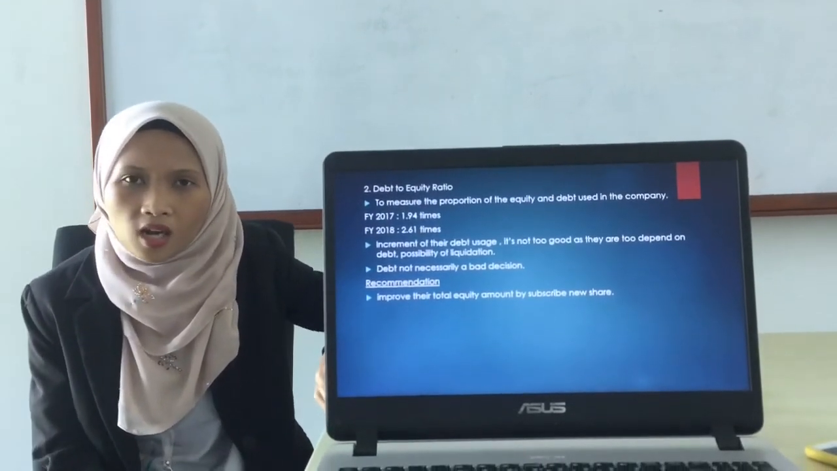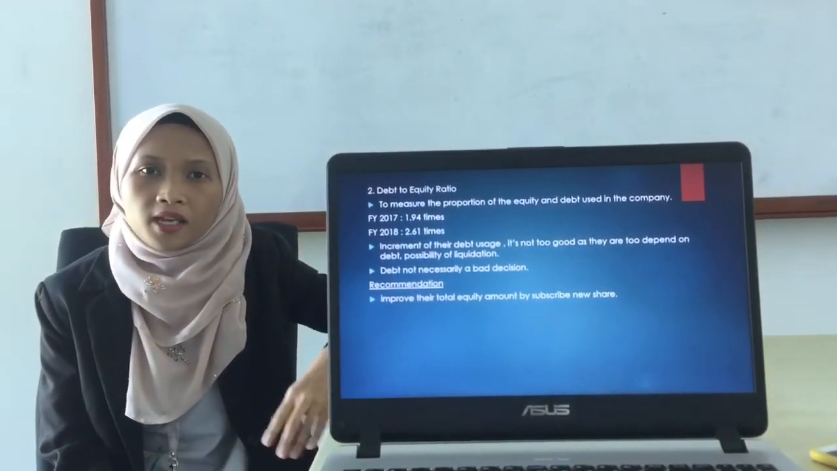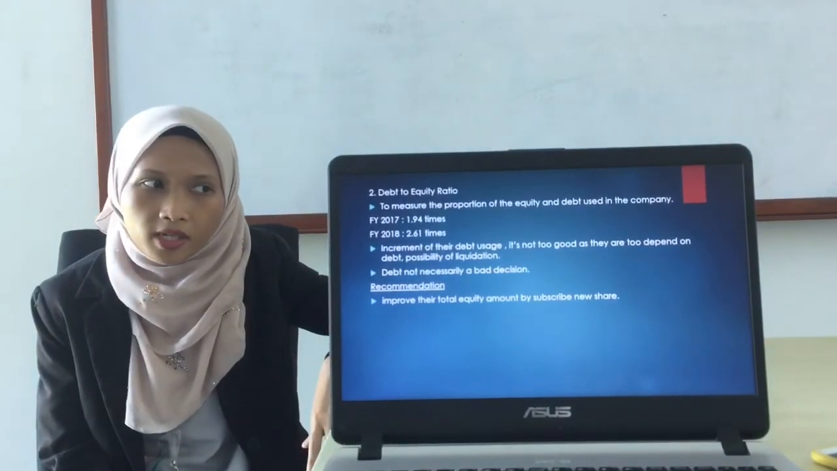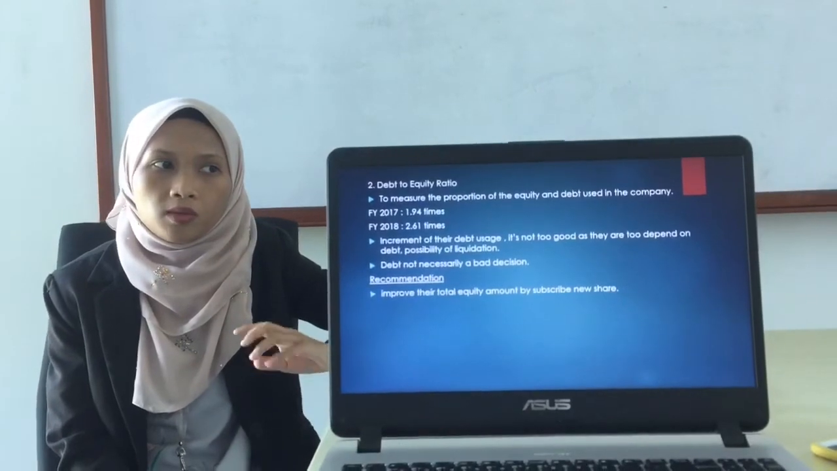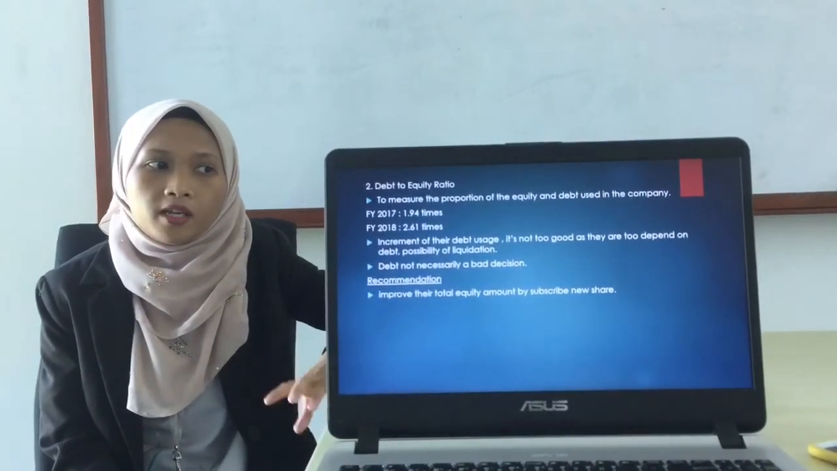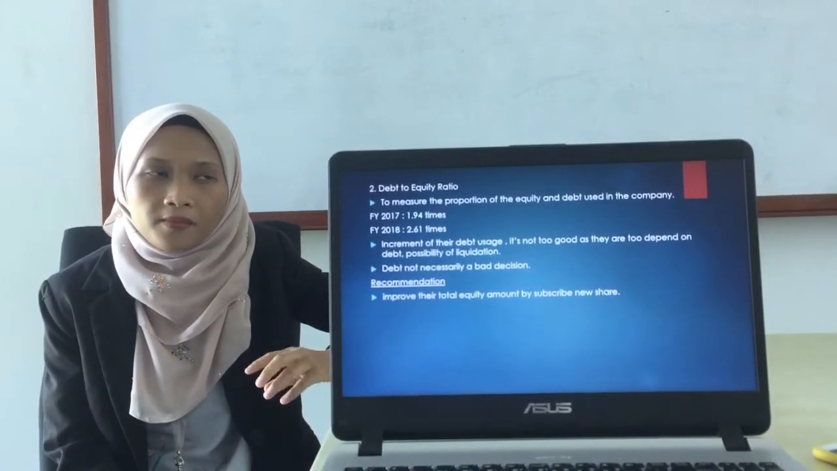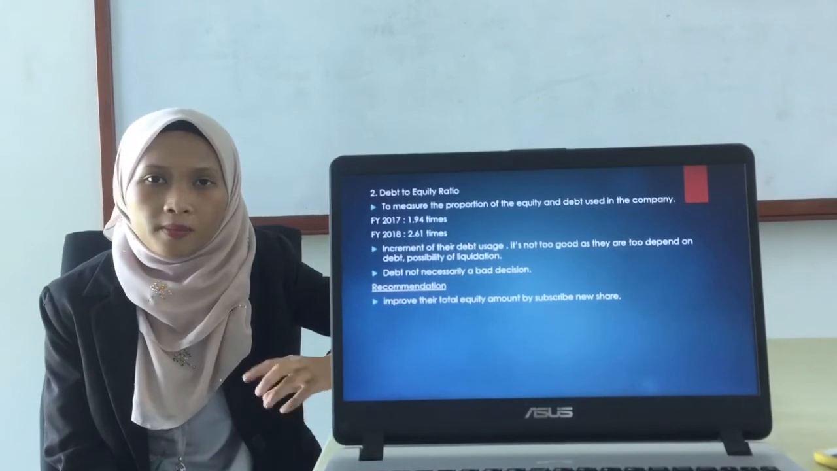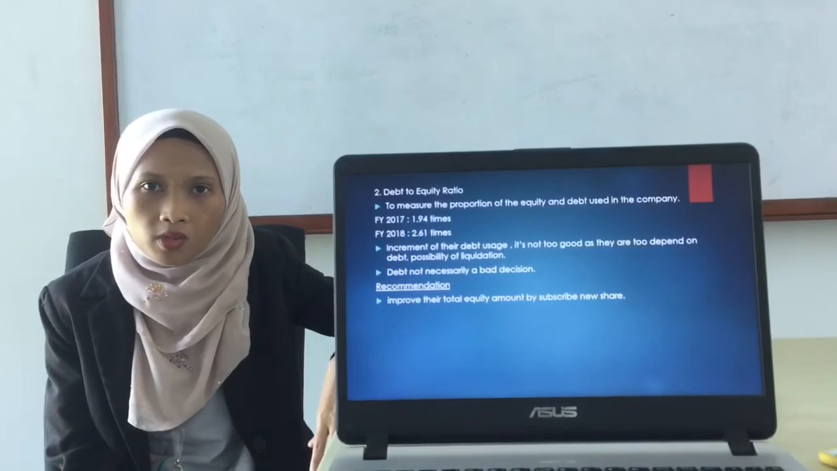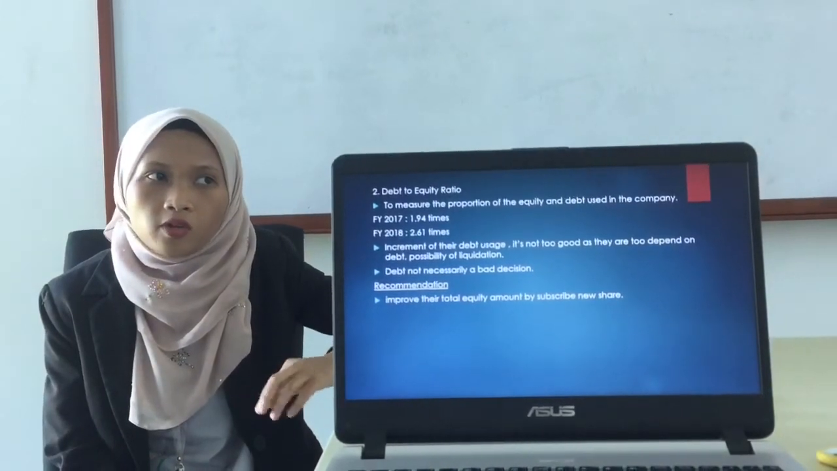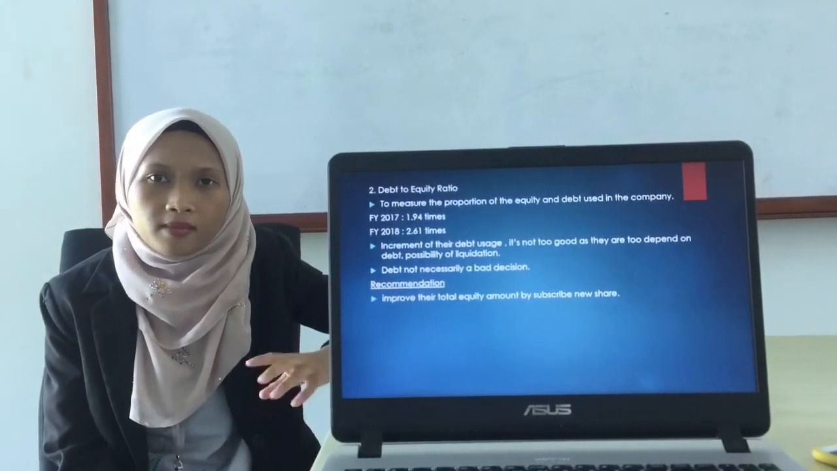Because when they depend too much on equity, it can also have a bad effect on the company as they have to pay dividends to their shareholders. So our recommendation for how they can improve their debt to equity ratio is to increase their total equity by issuing new shares to the public. When the public subscribes to new shares in the company and their total equity increases, their debt to equity ratio will also become stable.